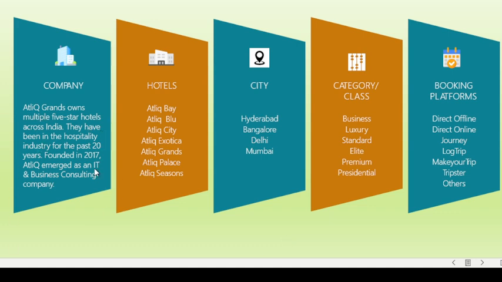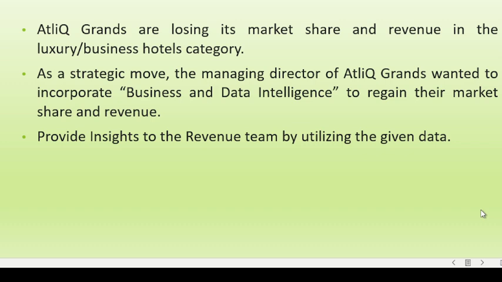Now, if I introduce the company, Atliq Grand owns multiple five-star hotels across India, and they have been in the hospitality industry for the past 20 years. Atliq emerged as an IT and business consulting company. Next, this is the chain of hotels they have: Atliq Bay, Atliq Blue, Atliq City, Atliq Exotica, Atliq France, Palace, and Seasons. These are the cities in which they are located. This is the category class for the rooms: business, luxury, standard, elite, premium, and residential. And this is the booking platform through which we avail the bookings.